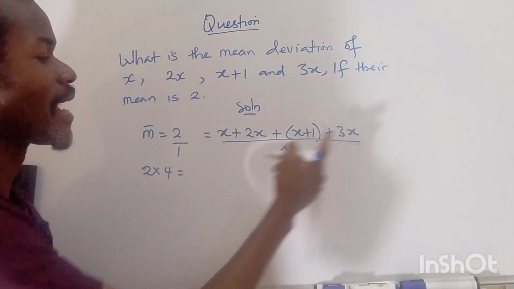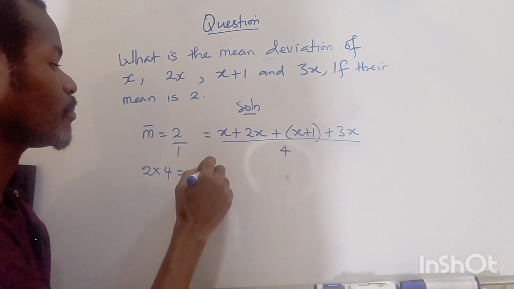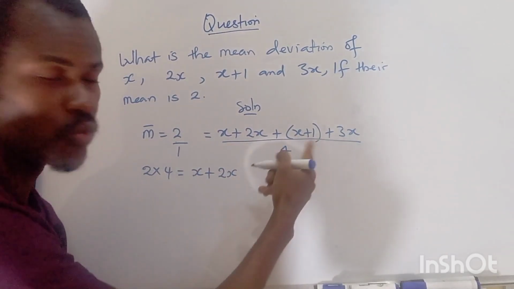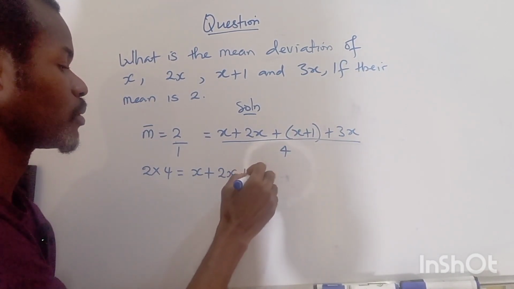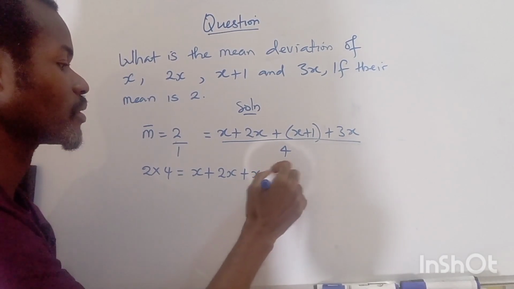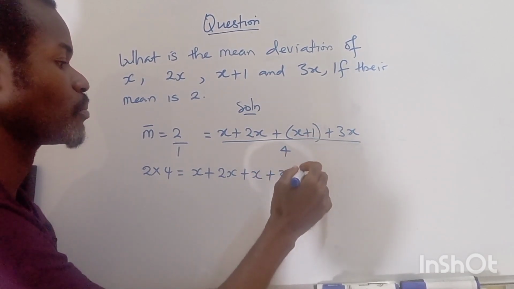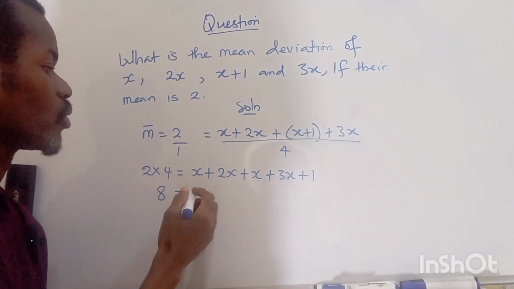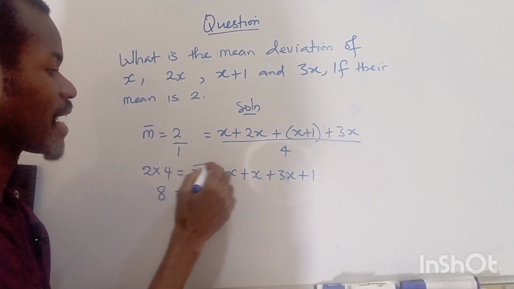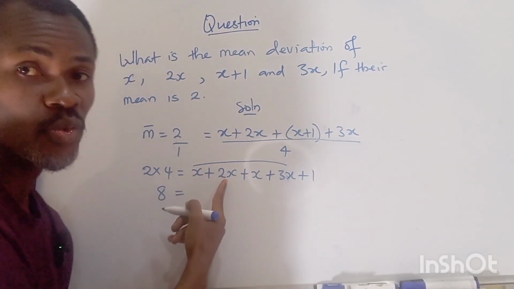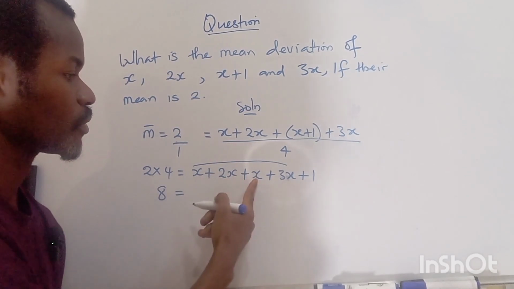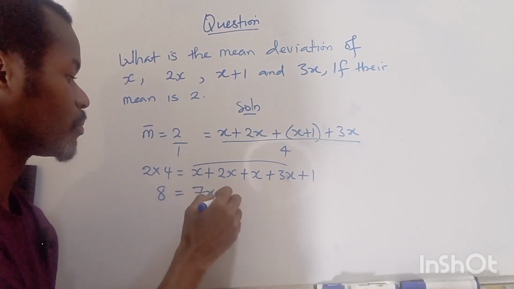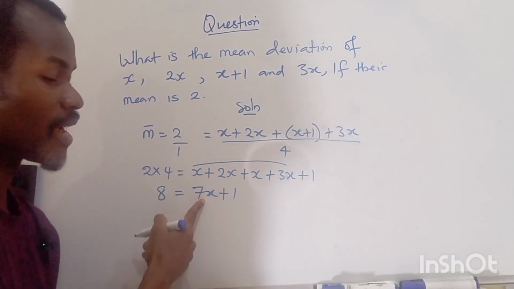Now we are going to collect like terms here. So we have x plus 2x, then still x plus 1, so we are simply going to say plus x, plus 3x and plus 1. So 2 times 4 is 8, which is equal. So let's add all this. x plus 2x is 3x, plus x again is 4x, plus 3x is 7x plus 1.